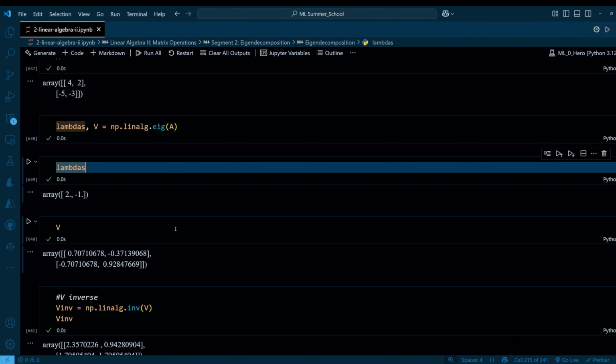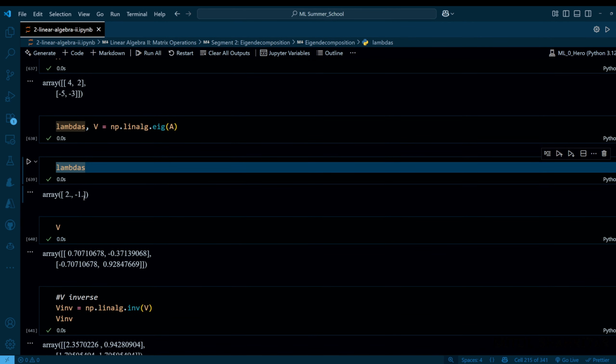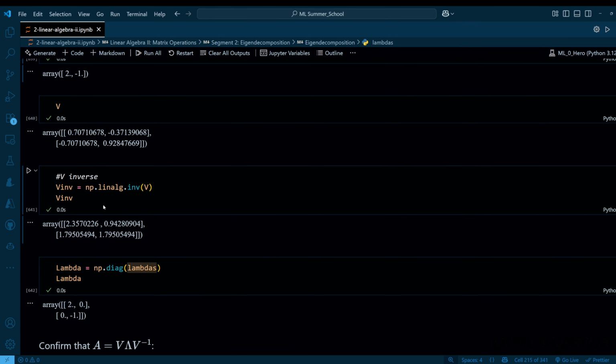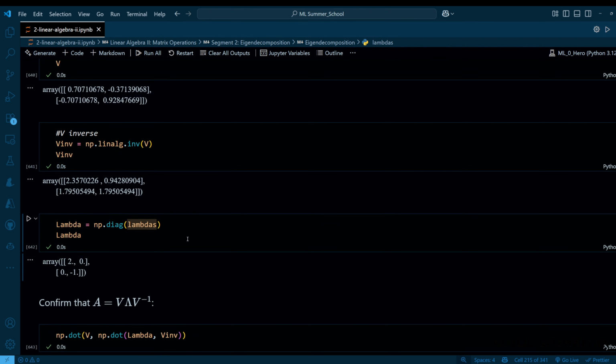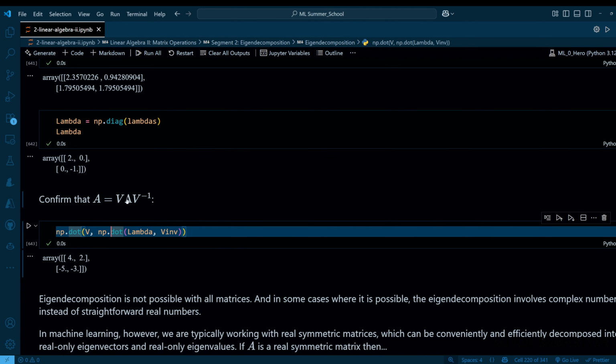Okay, so here, as mentioned, A equals [[4, 2], [-5, -3]]. As mentioned, 2 and -1 are the eigenvalues. So here we have the eigenvector, and V inverse, which is obviously the inverse of this matrix. If you just multiply all of them, we can easily get here, you see, this is V, and this is the multiplication of these two.